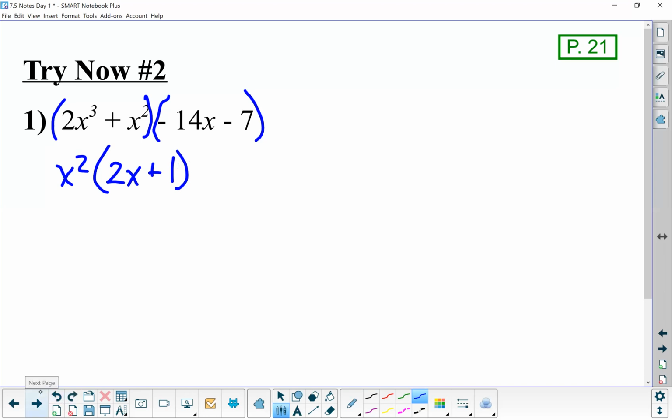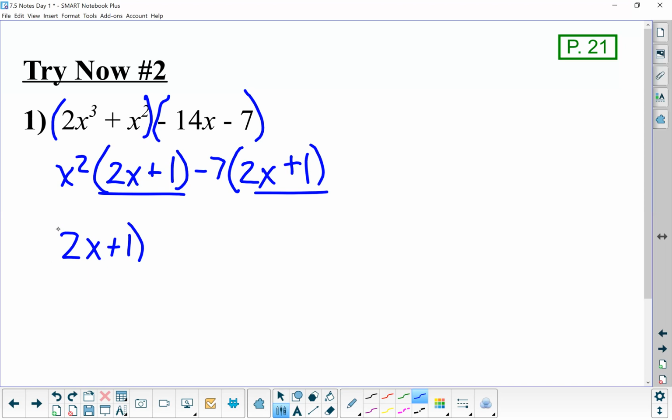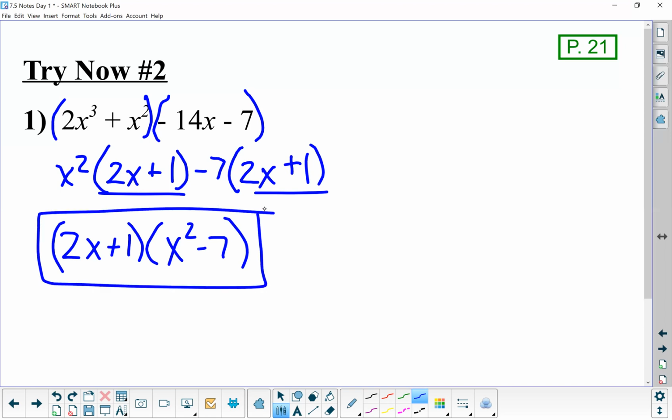Our second group, both are divisible by 7, and there's a negative there, so I'm going to factor out a minus 7. Negative 14 divided by negative 7 is 2. We have that x. Negative 7 divided by negative 7 is positive 1. We have our common term that I can factor out, 2x plus 1. Leaves us with x squared minus 7. X squared is a perfect square. 7 is not. So I do not need to factor it any further. And that is my final answer.